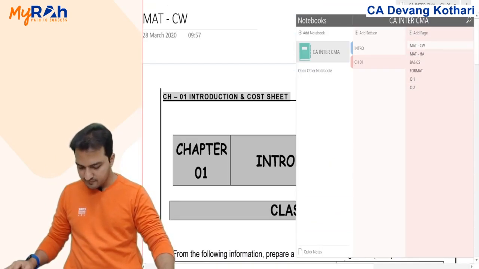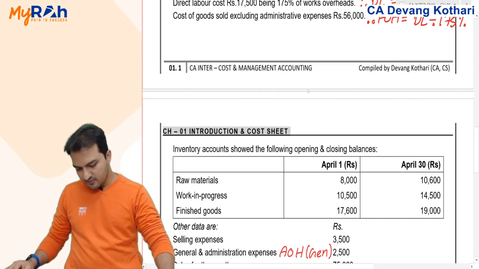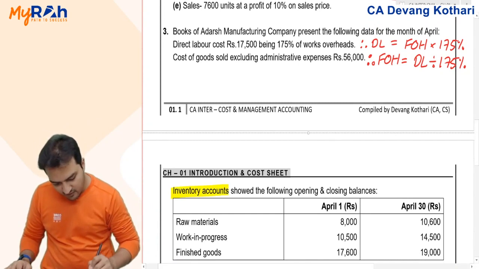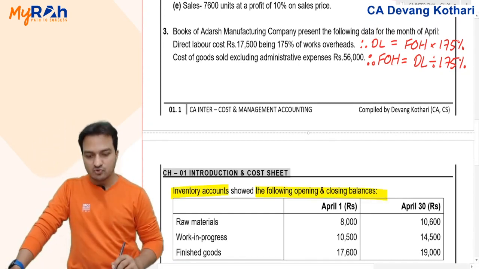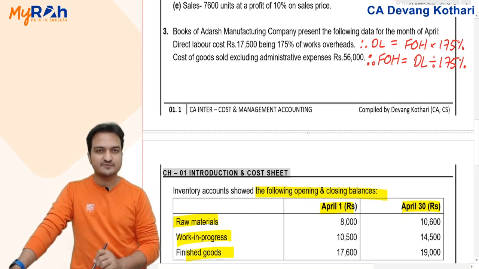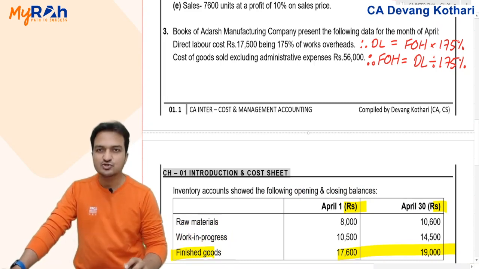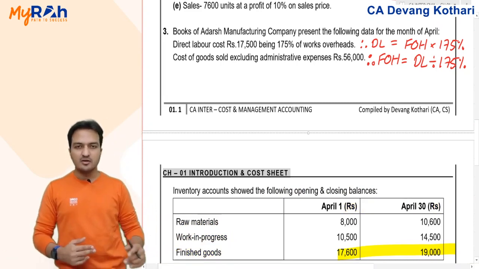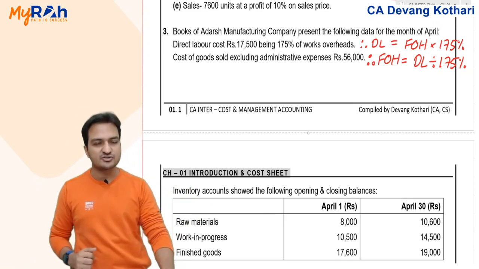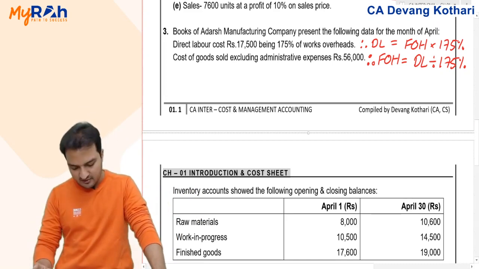Further, the inventory account showed the following opening and closing balances. So this time notice, you are already given opening and closing stock of April for raw material, WIP and finished goods. Notice this time, even finished goods you are given in rupee values. If the FG stock is already given in rupee values, you don't need to worry about any valuation. You are already given all the valuations, just put the stocks as they are in the cost sheet format. So raw material stock, WIP stock and FG stock, everything will be put as it is wherever needed.